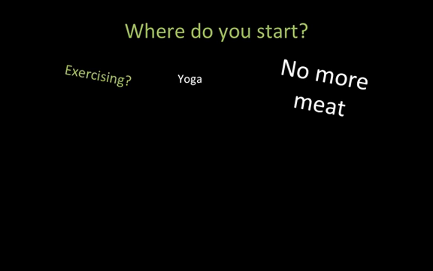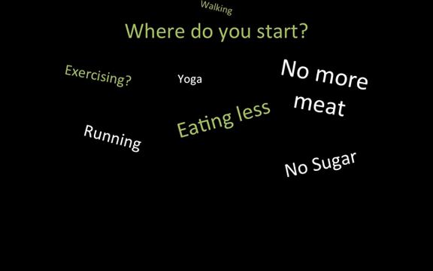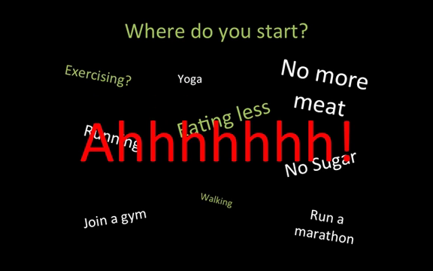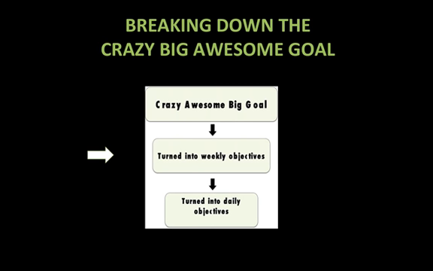All right. Now, here's a question. Where do you start? Maybe you could start exercising, yoga, no more meat. You can run more. Maybe you should eat less. What about cutting out sugar? Hey, I think you should walk. How about join a gym? Maybe you should run a marathon. This is why I love this process, because it allows you to figure out where to start. So let's go through the process now. Breaking down the crazy big awesome goal.